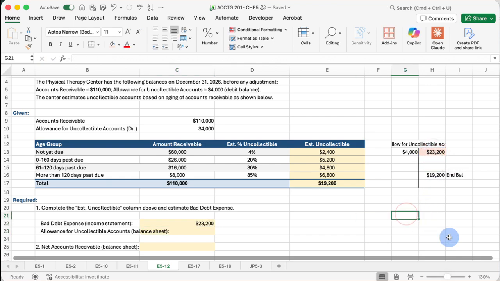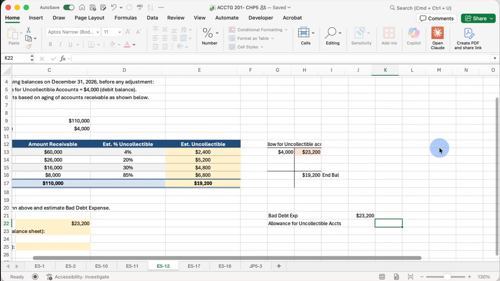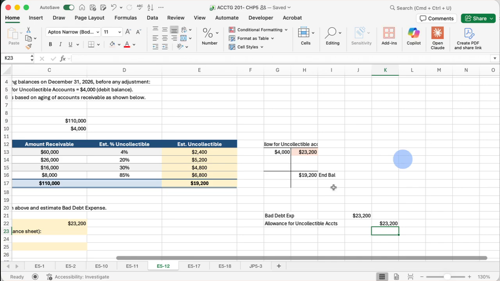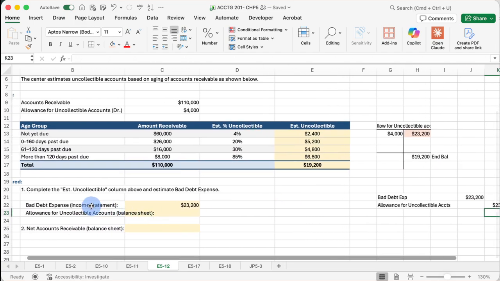That's because the journal entry for this would be bad debt expense and allowance for doubtful accounts, or uncollectible accounts, for the 23,200. And so here we see that aligns, that the bad debt expense is 23,200.